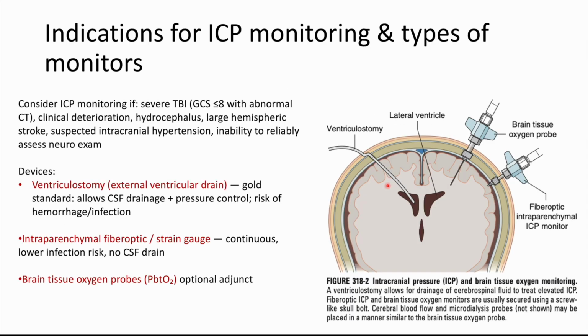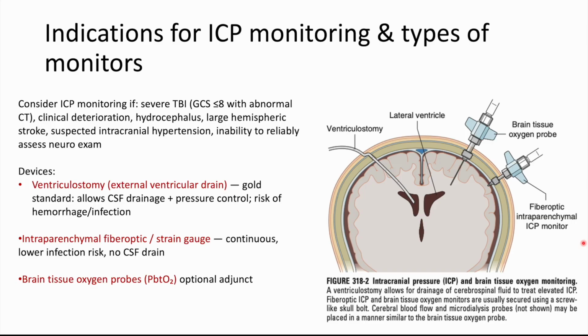Coming to ICP, which is intracranial pressure monitoring. So there are three devices here in the picture where you can see the ventriculostomy, brain tissue oxygen probe, and fiber optic intraparenchymal ICP monitoring. These are the three devices used to measure ICP. So ventriculostomy is the gold standard. It provides accurate ICP measurement and lets you drain CSF immediately. But it has higher bleeding and infection risk, whereas intraparenchymal monitors are easier to place and also have low infection risk, and they continuously record ICP, but you can't drain CSF from an intraparenchymal ICP monitor.